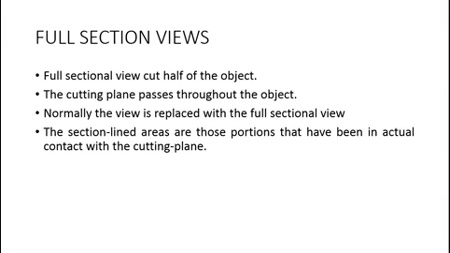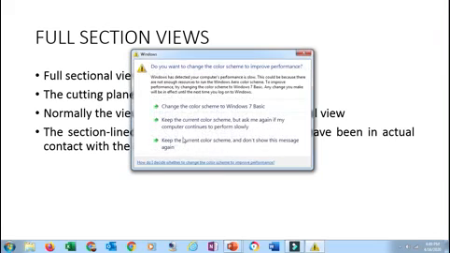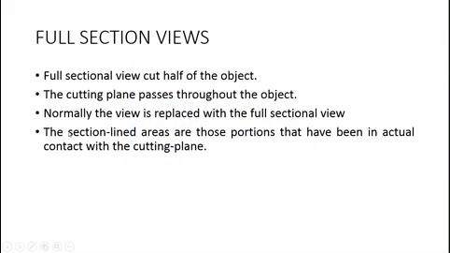And also the section lined areas are those portions that have been in actual contact with the cutting plane. Okay, so for example, let's say you are cutting a metal with a hacksaw. After cutting, you will find that the section that you have cut has a rough surface. So that is where you have to cut.